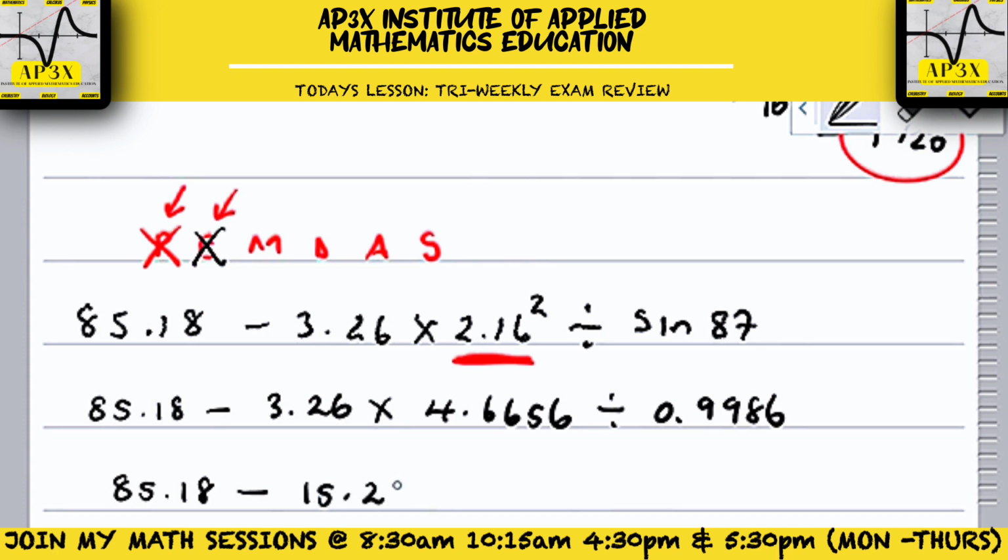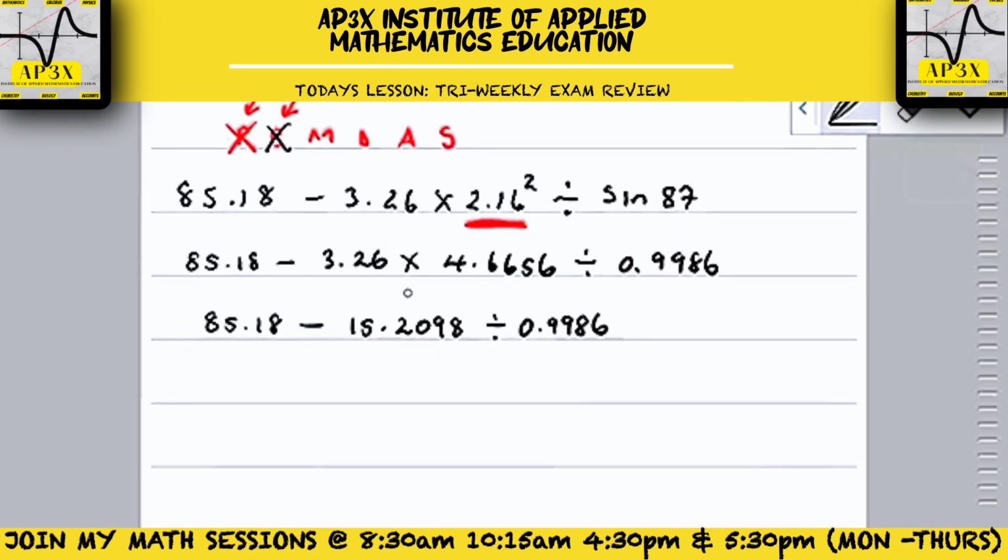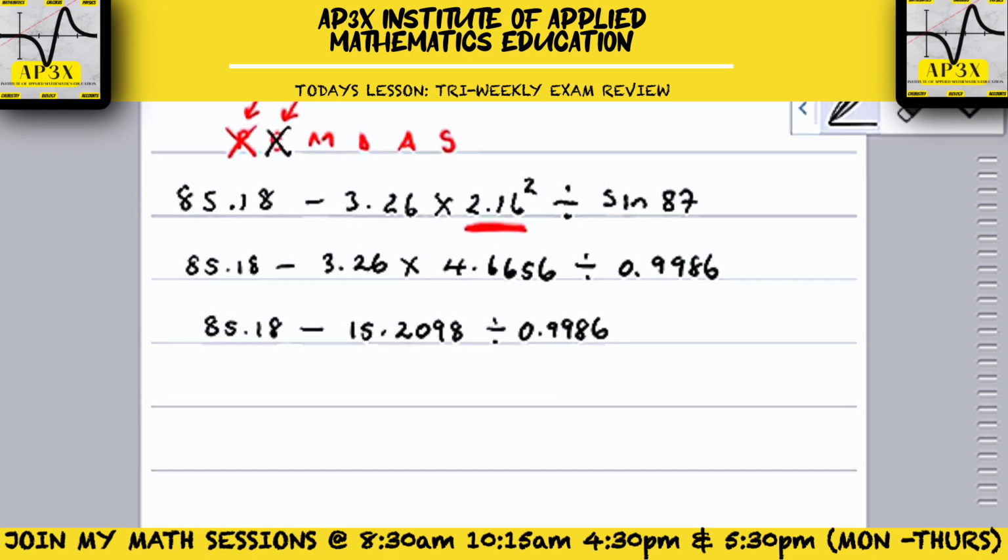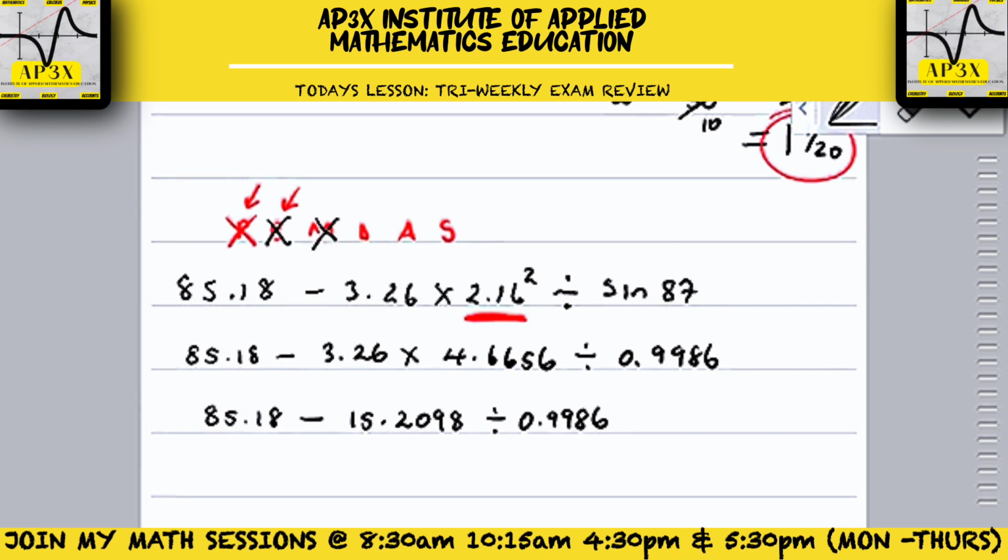You could round it off to 15.21. I'm going to write 15.2098. I'm just going to keep it as that for now, divided by, say here, 0.9986. All right. And again, a lot of my students got to this point and for some reason lapsed in concentration. They went ahead and subtracted before they divided, which is breaking the rule, because then you'll see here that after M comes the D operation.